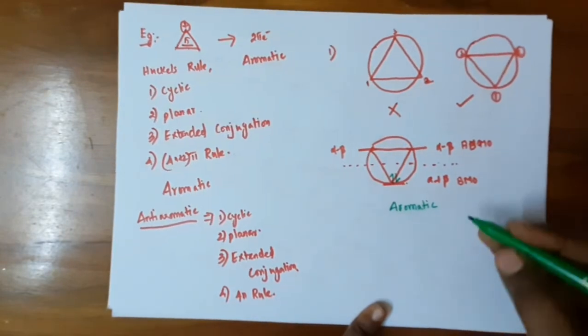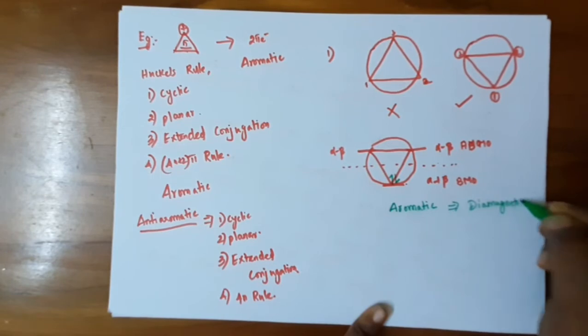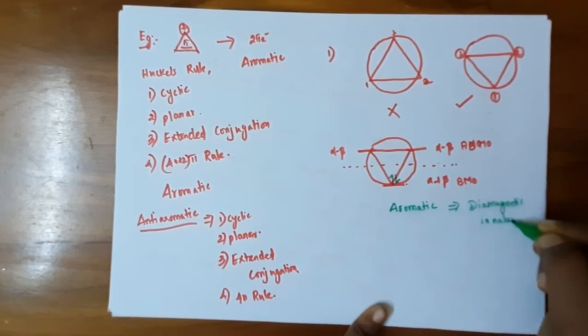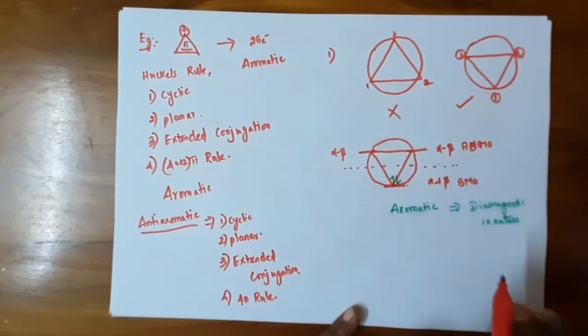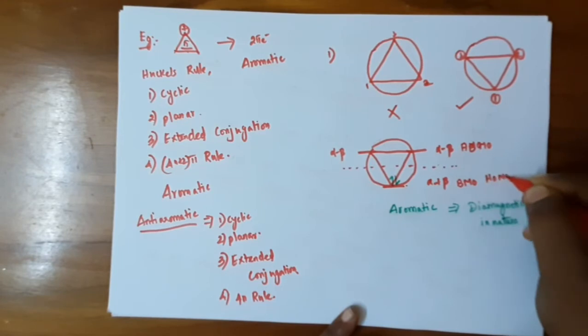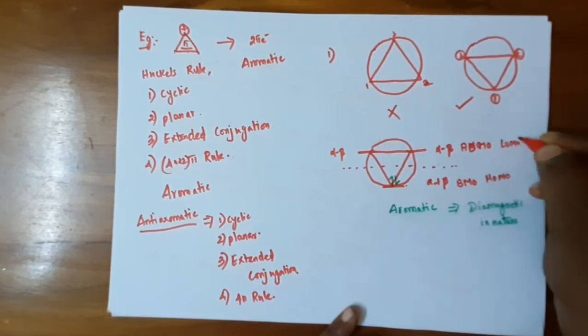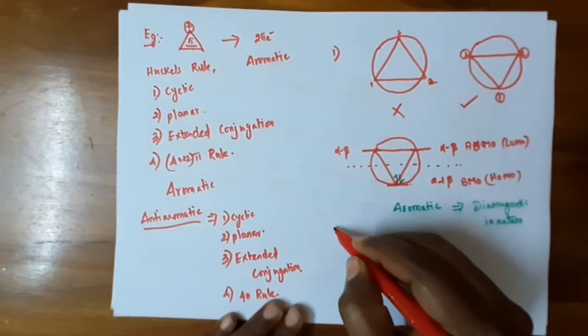And the cyclopropenyl cation is diamagnetic in nature. Diamagnetic in nature. It is fully filled, so it is aromatic. The anti-bonding molecular orbital does not contain any electron. So this is the HOMO, the highest occupied molecular orbital, and this is the LUMO, the lowest unoccupied molecular orbital. And let's see one more example.